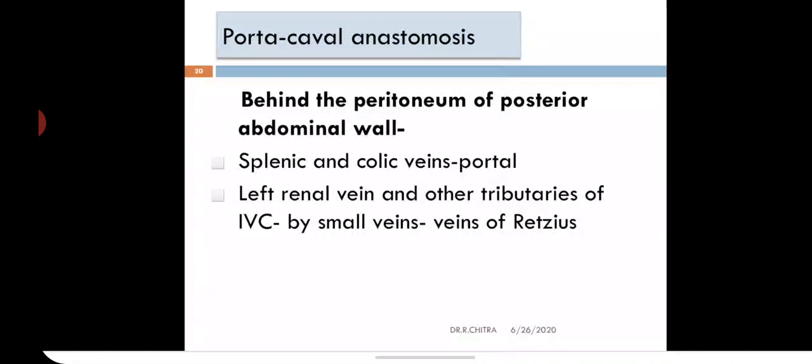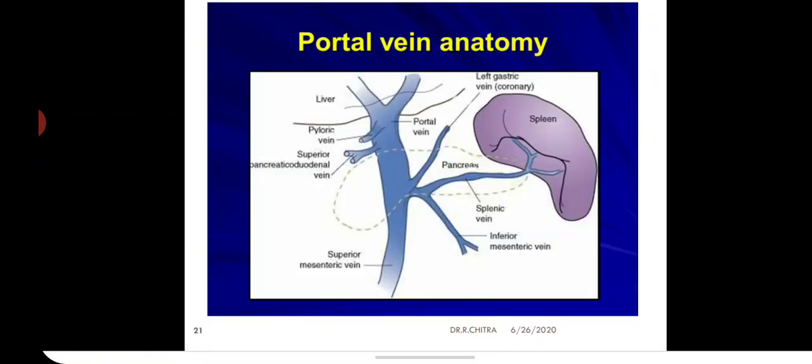Fourth is behind the peritoneum of the posterior abdominal wall. Here the splenic veins and colic veins belong to the portal tributaries. Left renal vein and other tributaries of the inferior vena cava will be the vena caval tributaries. They are connected by small veins. Those veins will be called veins of Retzius. So left renal vein is connected by small veins. So this is about the tributaries of the portal vein.